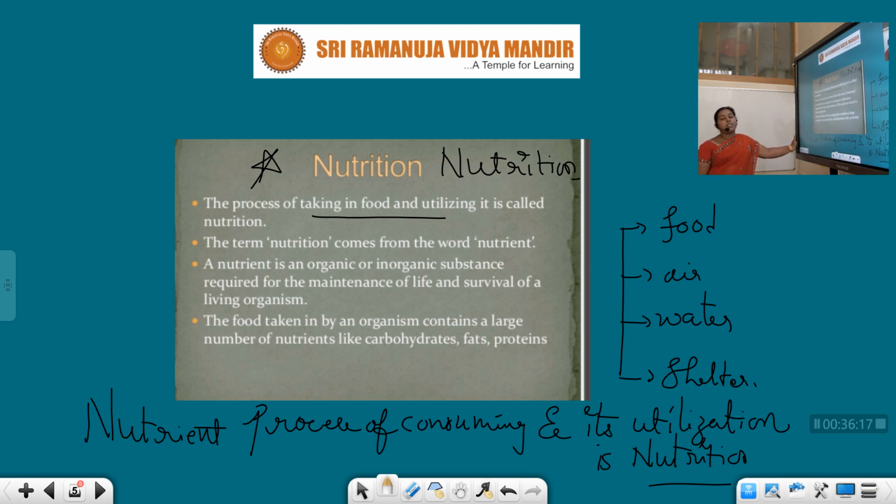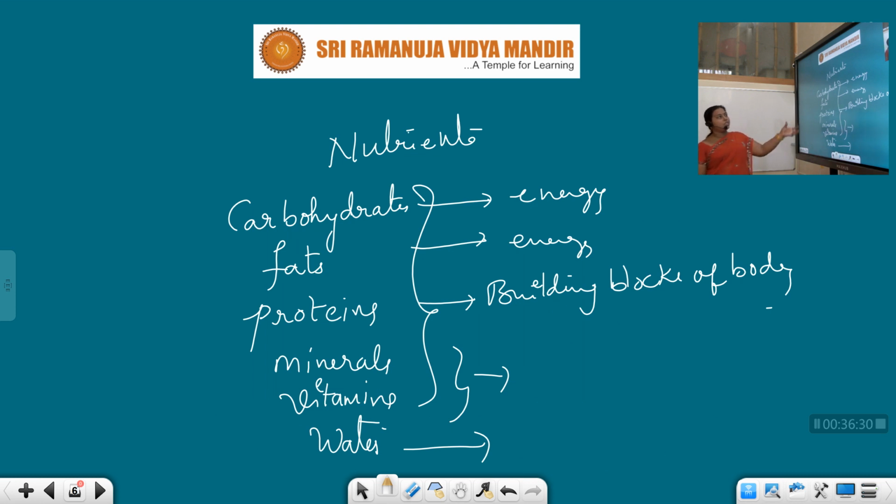The term nutrition comes from the word nutrient. Food consists of many nutrients, such as, what are those, children? Carbohydrates, fats, proteins, minerals, and vitamins. So these are the nutrients which are present in our food.